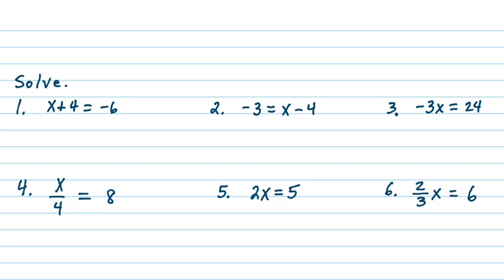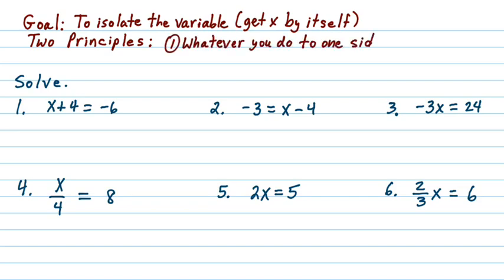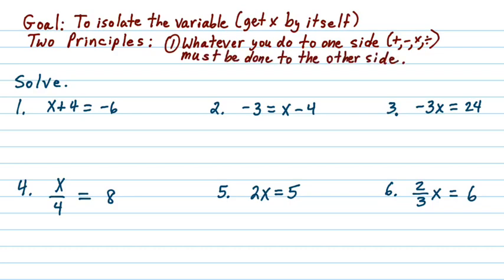All right, so first of all, our goal when we use this approach, and this is a pretty common approach, is going to be to isolate the variable, or most of the time our variable is x. We just want to get x all alone or by itself. So that's our goal. And in doing that, we're going to use 2 principles. The first principle is whatever you do to one side, that means add, subtract, multiply, or divide, must be done to the other side. And the other principle is what I call the principle of opposites, or the rule of opposites. So let's look at number 1.